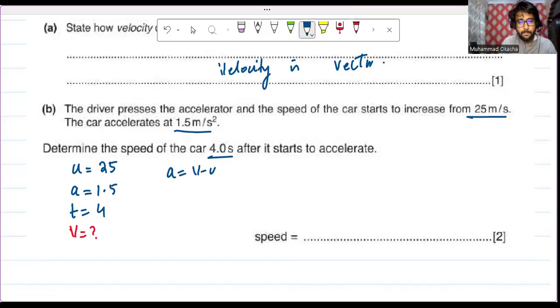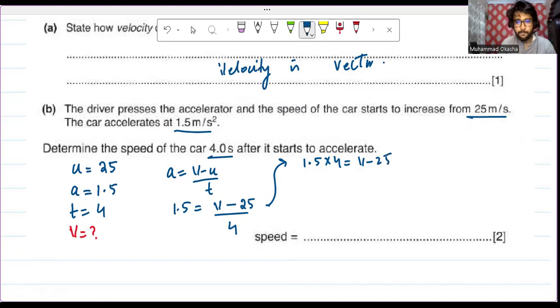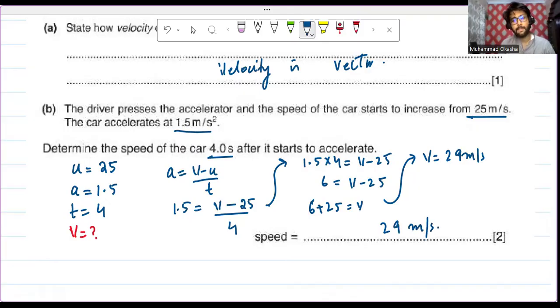We know that a equals v minus u divided by t. Acceleration is 1.5 equals, we're looking for final velocity v, minus initial velocity 25, divided by time, which is equal to 4, right? So I'll multiply 4 over to this side. 1.5 multiplied by 4 equals v minus 25. This is going to be 6 equals v minus 25. If you move 25 over to this side, this would become 6 plus 25. And speed will now be equal to 29 meters per second.